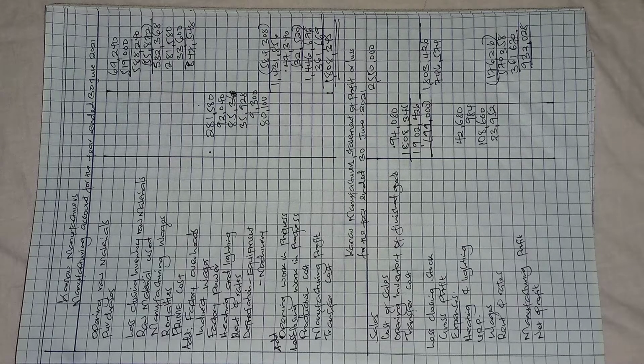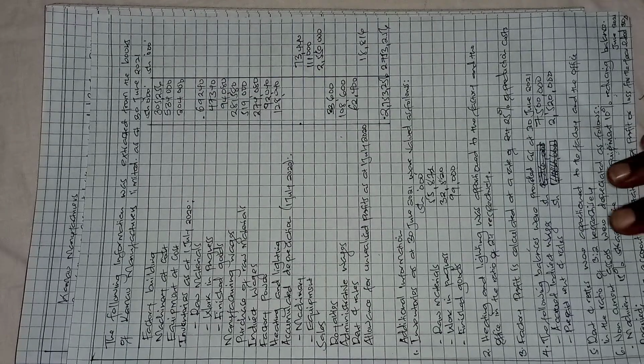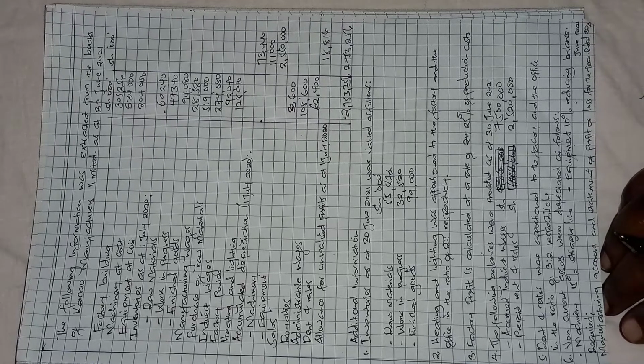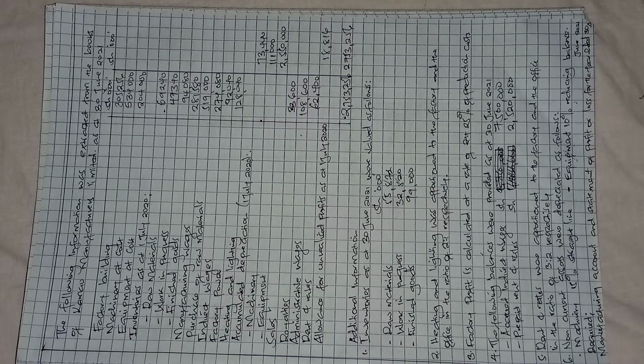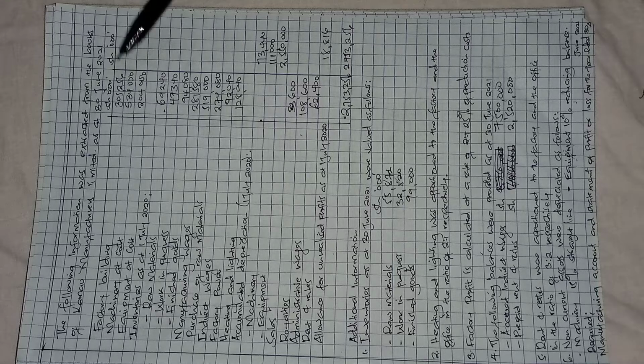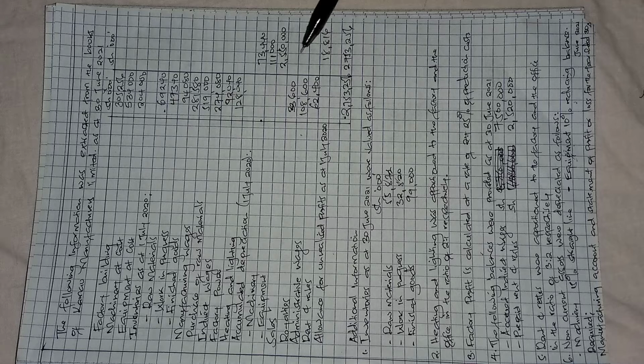So when you look at this illustration, we are going to do it with the help of an illustration, and we have it here. So let's read together. We are starting from up here. The following information was extracted from the books of Kamau Manufacturers Limited as at 30th June 2021. So we have a factory building here together with their balances. We have the debit balances and the credit balances.